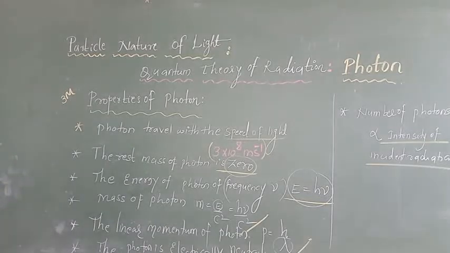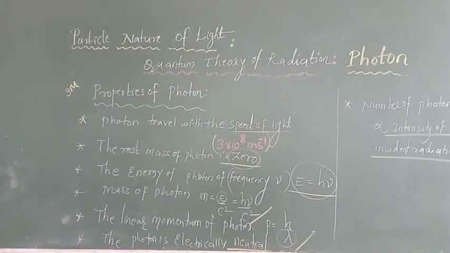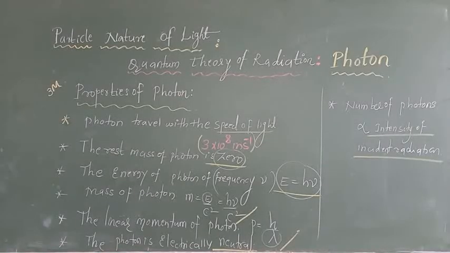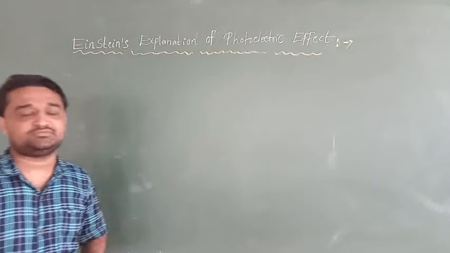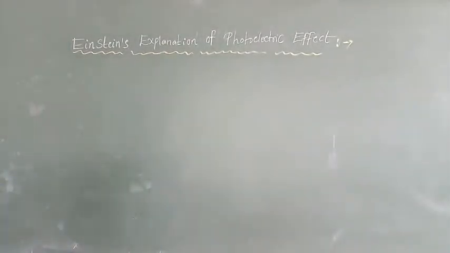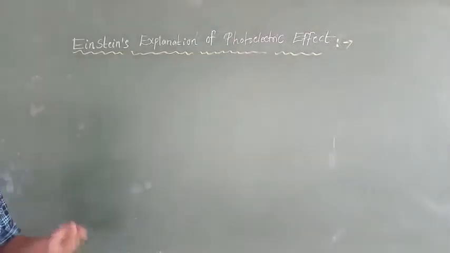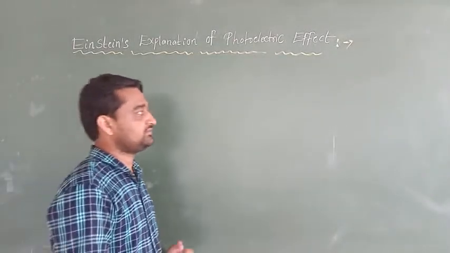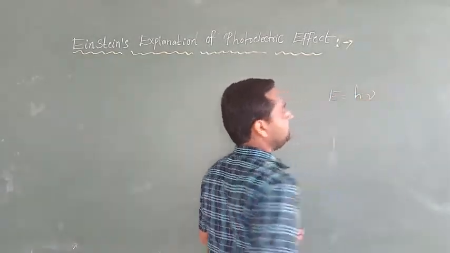Now let us discuss Einstein's photoelectric equation. So based on Planck's quantum theory of radiation, Einstein gave the explanation for the photoelectric effect, right? So what is that explanation? Let us see here. As you know, according to Planck's quantum theory, the radiation is made up of tiny packets of energy, that is called quanta or photons, and the energy of each photon is given by E is equal to h nu.